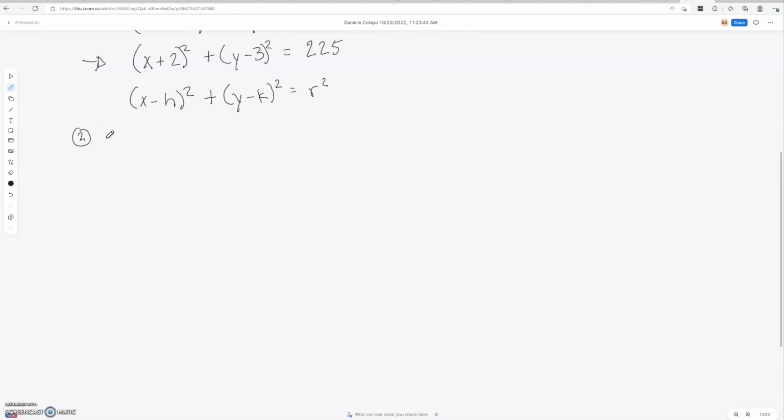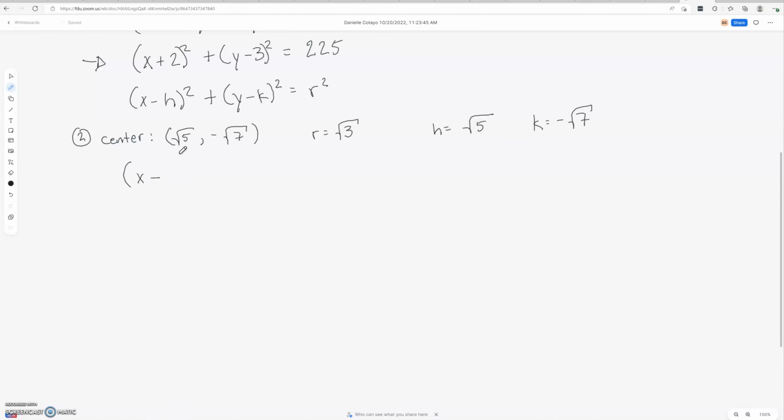So example 2 is with a center of (square root of 5, negative square root of 7) and a radius of square root of 3. Okay, so now this looks kind of tricky, but it's not. It's the same idea, right? My h is the square root of 5. My k is negative square root of 7, right?